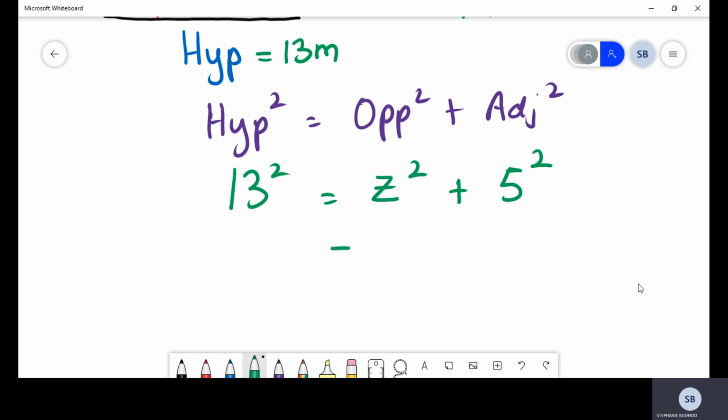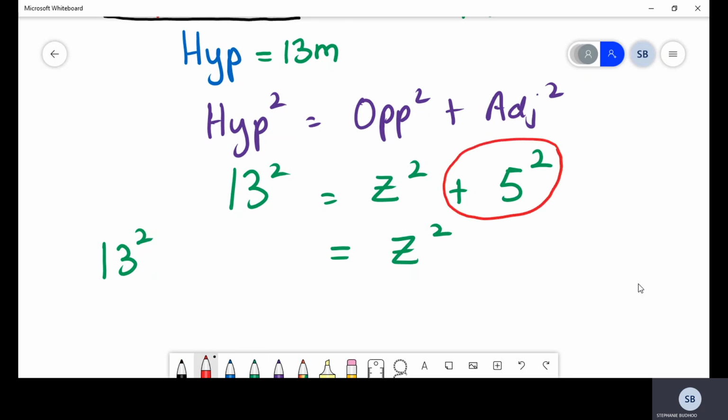Isolating is kind of easy here. Here we can just say z squared is equal to, here's another way you can isolate z. On the left, we will keep our 13 squared where it is. And what we're going to do is get rid of this plus 5 squared here. We're going to carry it across to the opposite side such that it becomes minus 5 squared.